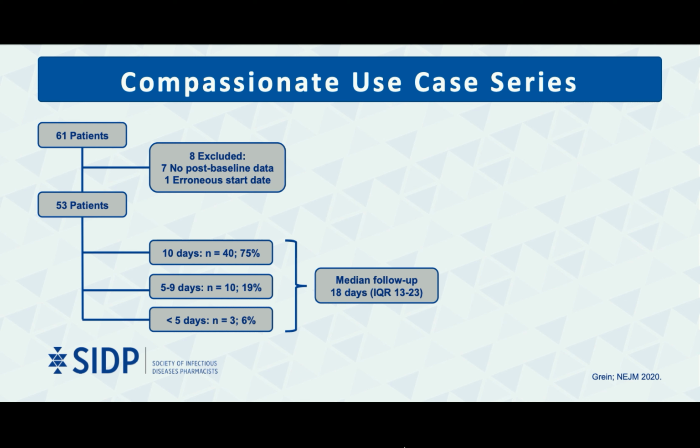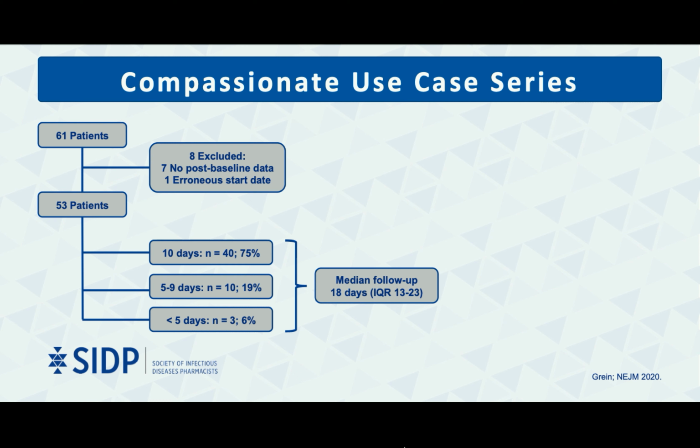Initially, 61 patients were identified who received at least one dose of Remdesivir, but 8 patients were excluded from this report, 7 for not having post-baseline data available, and 1 for an erroneous start date which was not further specified. This left 53 patients from several countries in the final sample for analysis.